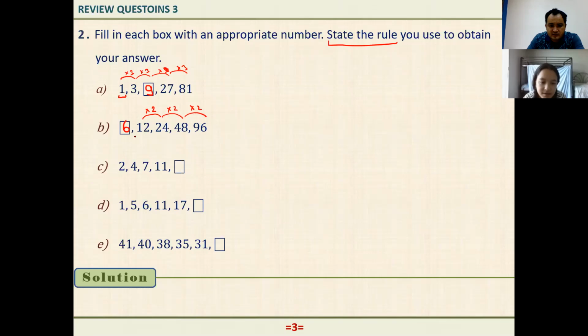So it should be 6. 6 times 2, 12. 12 times 2, 24. 24 times 2, 48. 48 times 2, 96. So what is the rule here? Start with 6 and multiply the preceding term by 2 to get the next term. Yeah, good. How about question C?